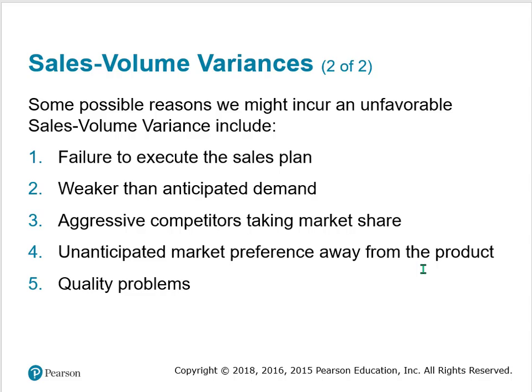Or quality problems. How a company responds to an unfavorable sales volume variance will depend on what its managers believe caused the variance. If, for example, the underlying cause is the market, like 1 through 4, those are all based on the market, the sales manager is most likely to be able to explain the cause. If, on the other hand, there are quality problems, the production manager would be in the best position to explain what happened.